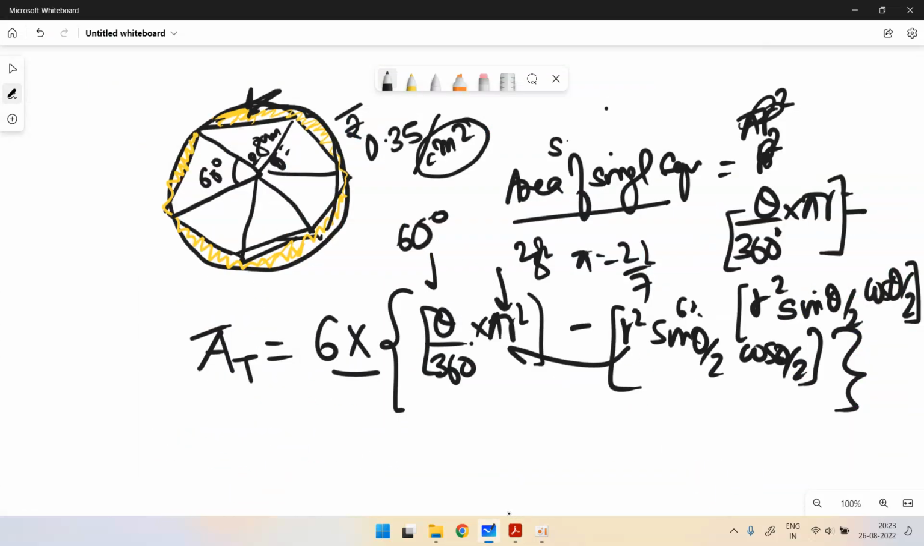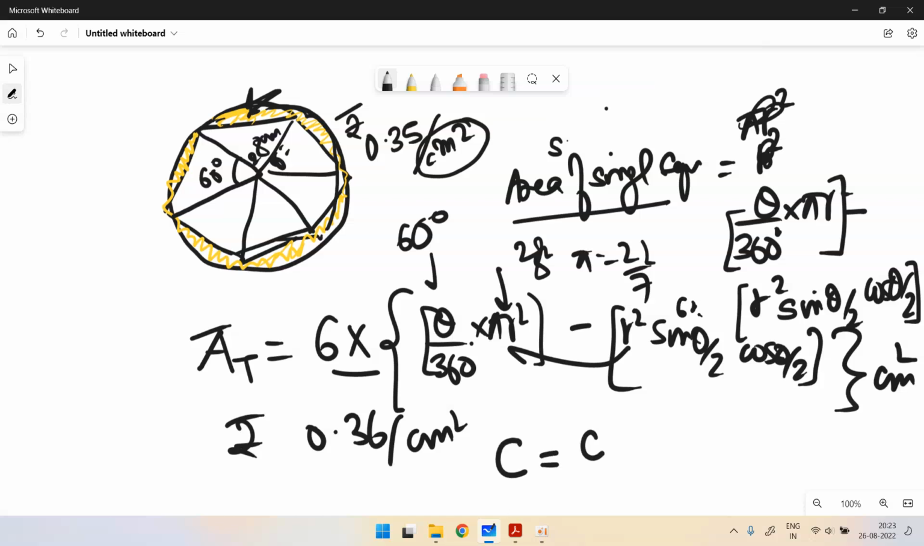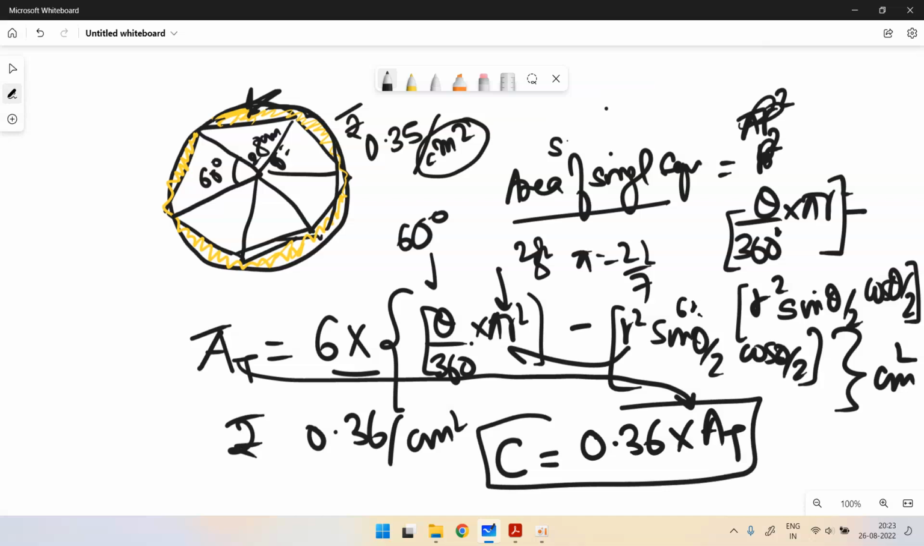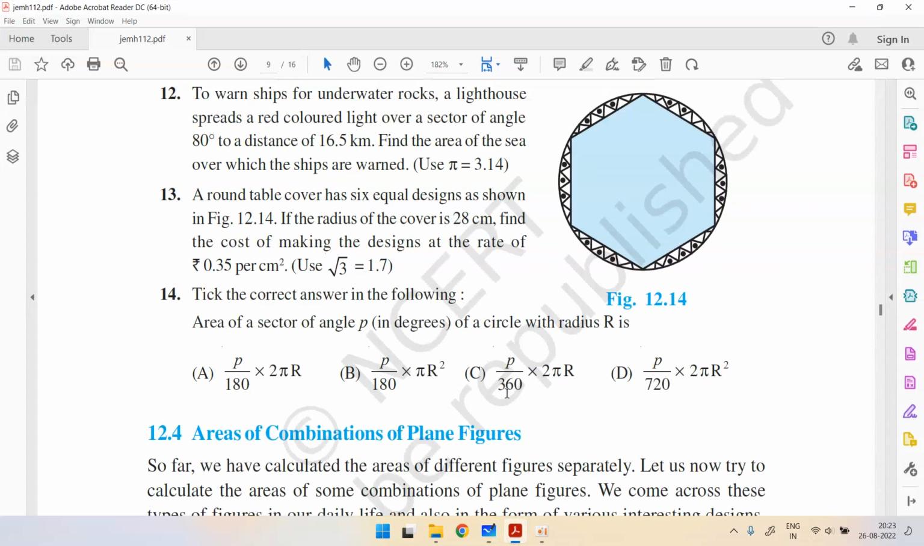And when you get the total area, the rate is given as 0.35 per centimeter square. You will get the area in centimeter square. So to calculate the total cost, C will be equal to 0.35 into A. Substitute the value here and you will get the total cost of making the design in rupees. Put the value, get the answer.